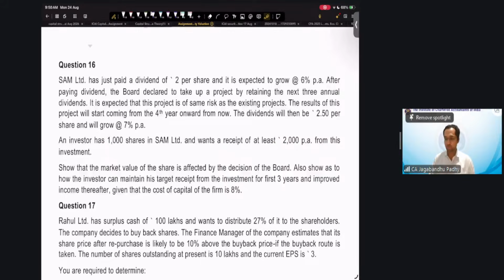So how can we ensure that he receives 2,000 per annum for the next 3 years when the company is actually not paying any dividend? How can this objective be attained, guys? You have to sell the required number of shares.